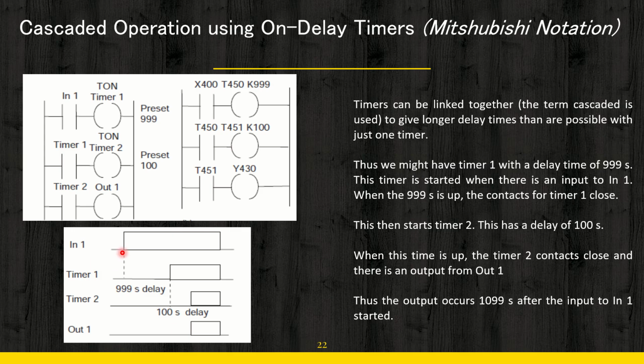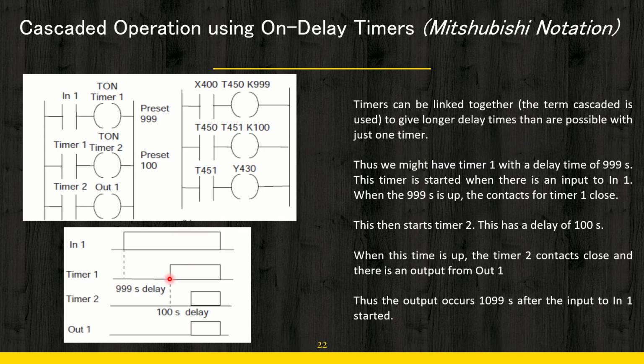So here you can see you have given the input signal. Throughout, you are keeping your input signal on, because if you put off the input signal in between, then your entire timer operation is lost and you are again reset at zero condition, because these types of timers are non-retentive timers. Now here in the first case there is a 999 second delay, and after that this timer gives the output. So this is timer 1, that is T450.